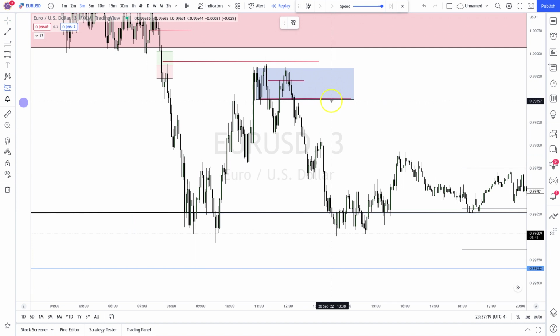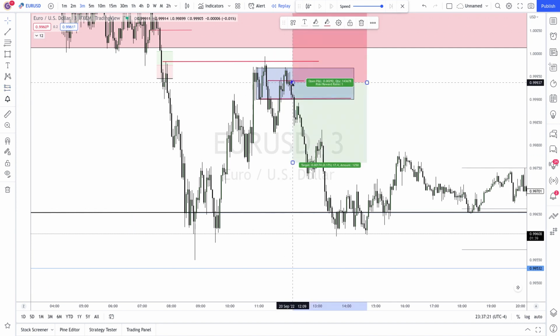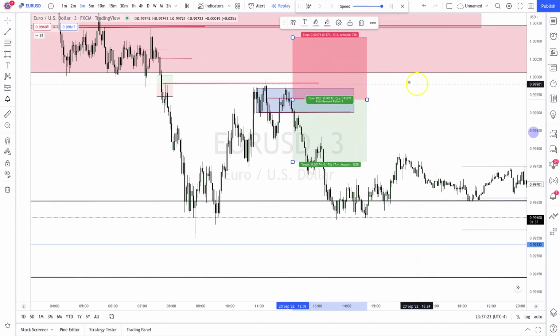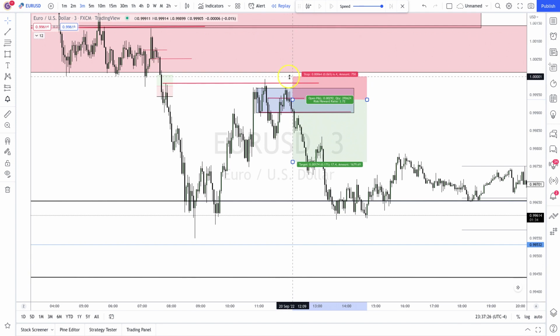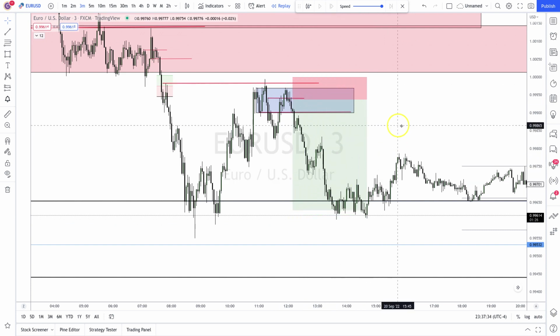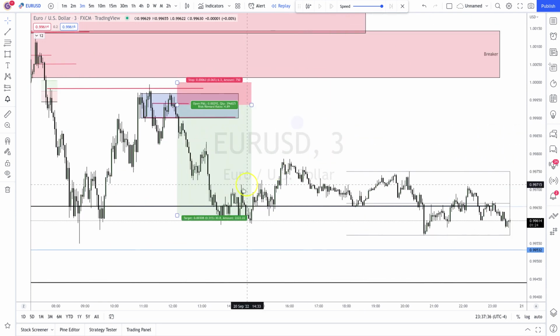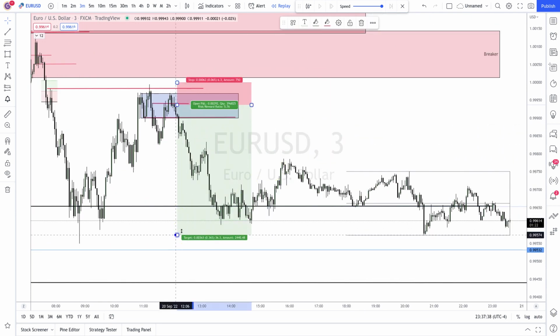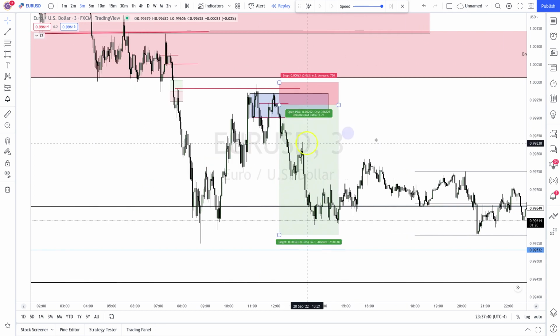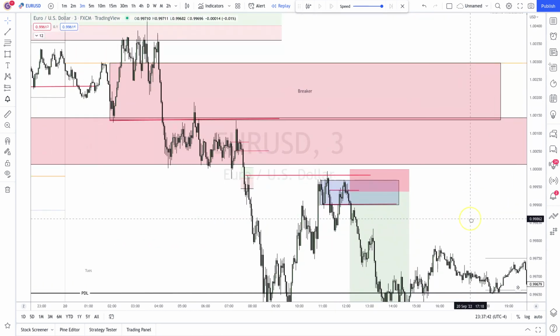I actually didn't engage with this, but I mean, it's objective, right? This is everything we look for. Everything we're doing is rule based, okay? So we'd be targeting here. That was probably a 1 to 5 if anybody would have taken those trades. Yeah, so that was beautiful on the euro.